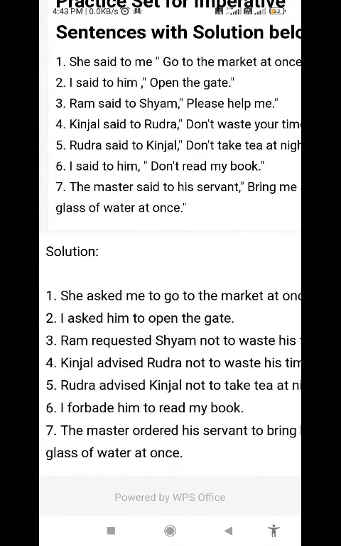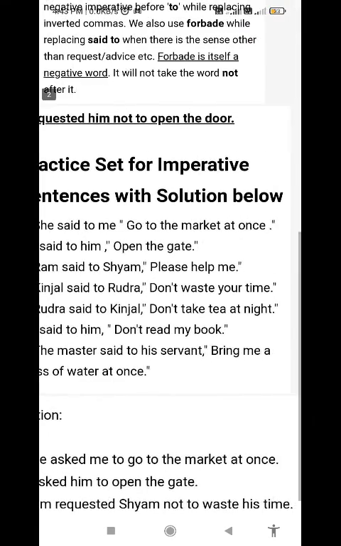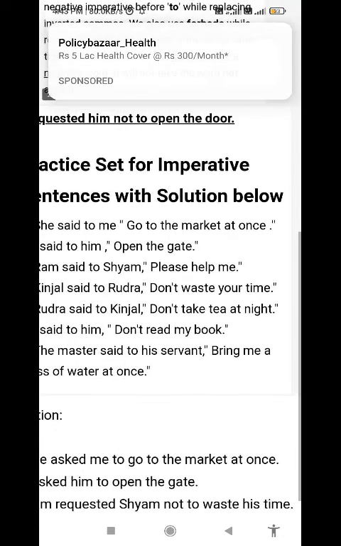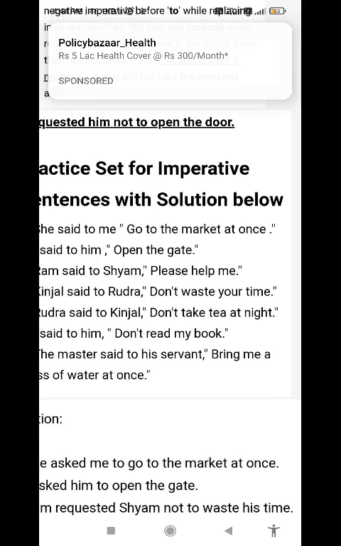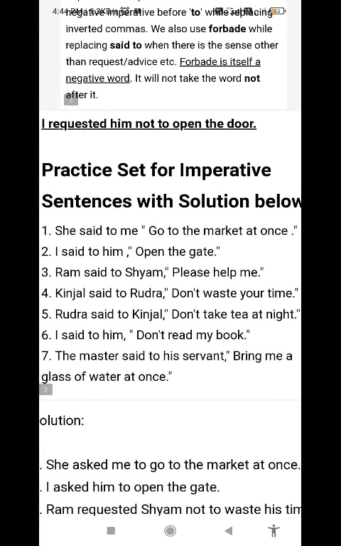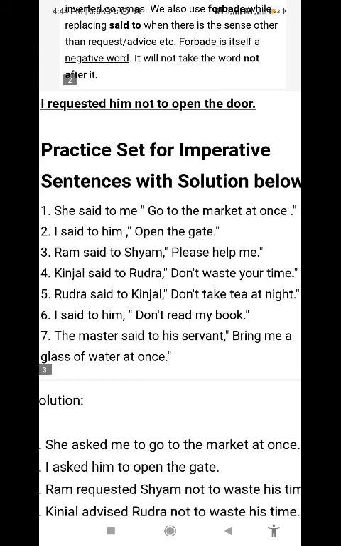And here, see, the answer given is "asked me to go to the market", because they are not considering it an order. But that sense of order is also there. This is evident in the fact that it is written, "Go to the market at once." Had "at once" not been there, you could have written, he asked me to go to the market. But because "at once" is written there, I would prefer to write he ordered or she ordered me, because "at once" is a sense of urgency which is imbued here. So though the given answer is he asked me to go to the market at once, you can also write he ordered me to go to the market at once, because the sense of urgency is there.